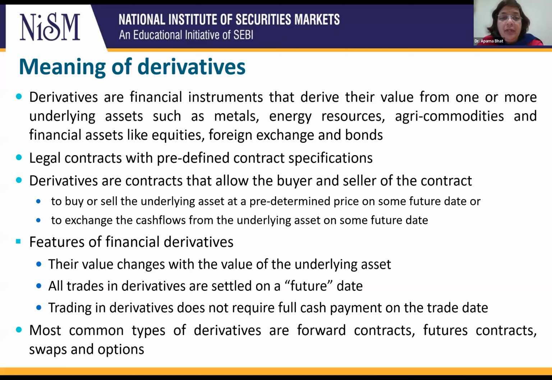So what is the meaning of derivatives? Derivatives are financial instruments and they derive their value from one or more underlying assets. And what are these underlying assets? Underlying assets could be metals or energy resources or agri commodities, or they could be financial assets like equities, foreign exchange, and bonds. So derivatives are basically legal contracts with predefined contract specifications. So what are derivatives? They are neither an asset nor a liability.